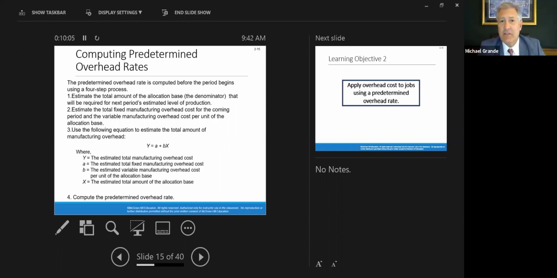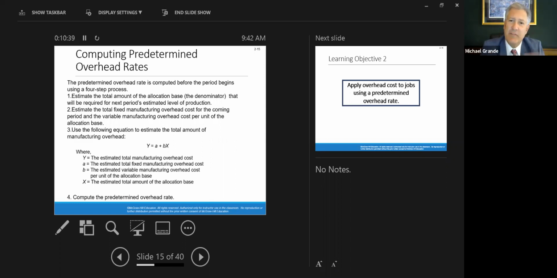Secondly, you need to estimate the total fixed manufacturing overhead cost for the coming period and the variable manufacturing cost per unit of the allocation base. So remember, the definition of a fixed cost is the total cost stays the same as volume changes. For example, rent on the factory. If the rent for the factory is $120,000 a year, that's it. It's $120,000, regardless of the number of units you produce.